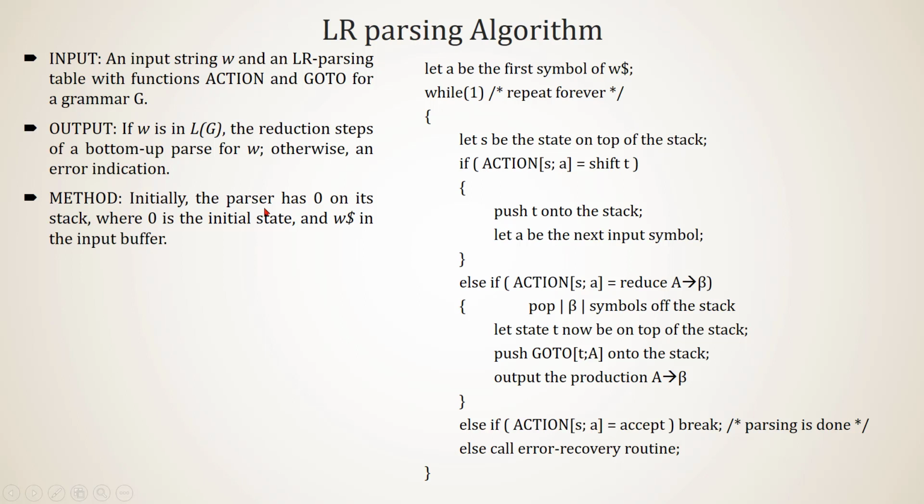Method: initially the parser has a 0 on its stack. I already told you the parser has a stack, and at the bottom there will be 0, where 0 is the initial state. If you remember the states in the LR0 automaton, we started from item 0. That 0 is given as the initial state, and $ is in the input buffer, where $ denotes the end of the string. So this is the algorithm. It will be clear when we see the example.